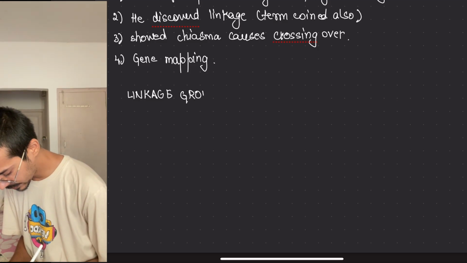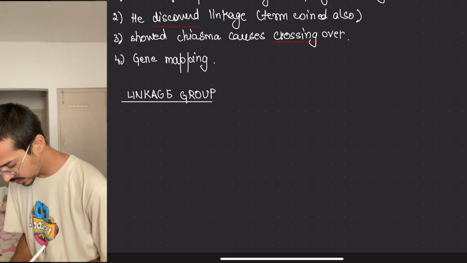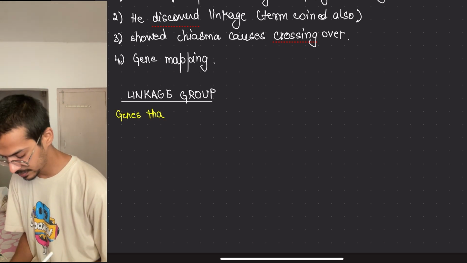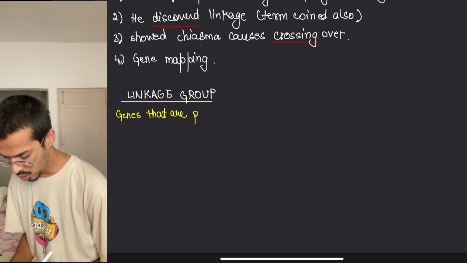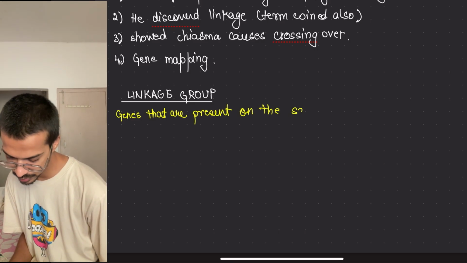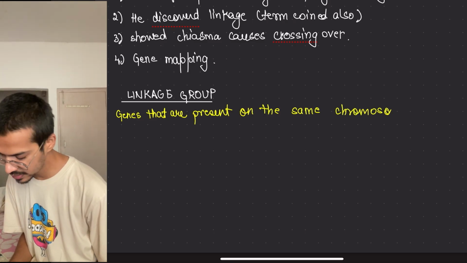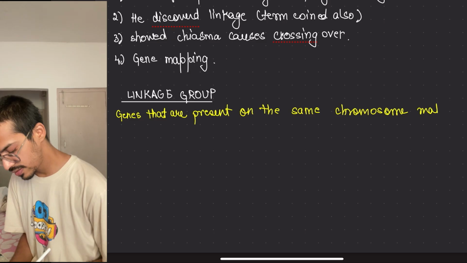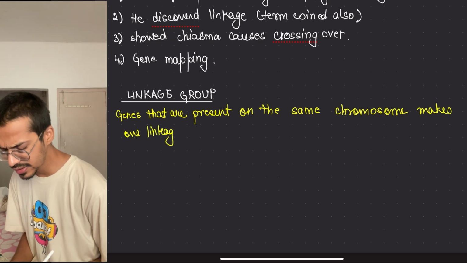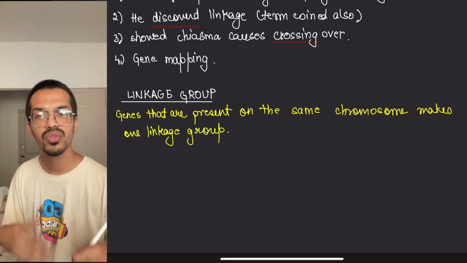Linkage group. So in linkage group, it is what? Genes that are present on the same chromosome make one linkage group. So this will be a direct question to you: in humans, in fruit fly, how many linkage groups are there?